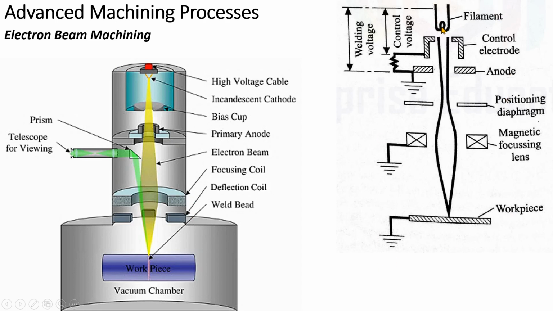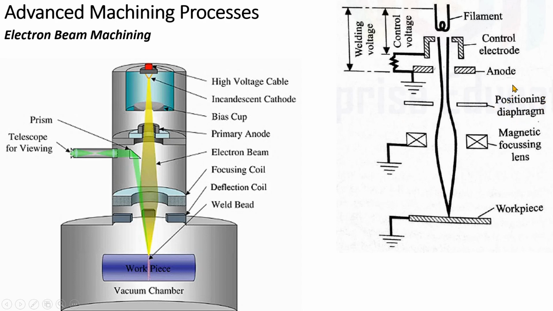The first component is the cathode or the filament, which is mostly a tungsten filament. After the cathode, we have the anode over here. This is a field emission type. The filament emits the electrons, and the anode is used to accelerate these electrons onto the workpiece material. We also have a positioning diaphragm.